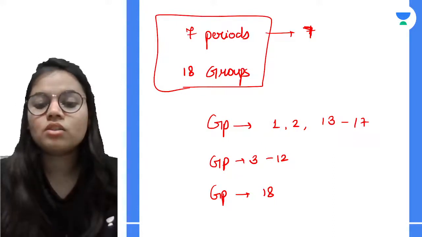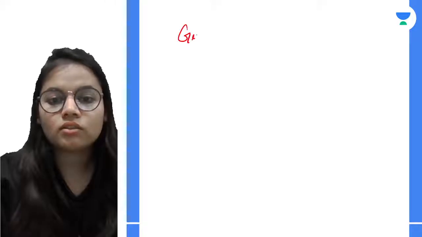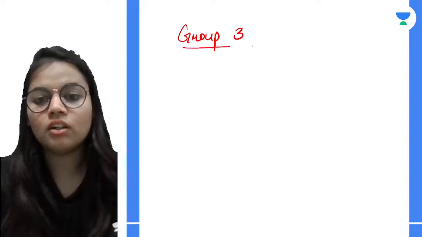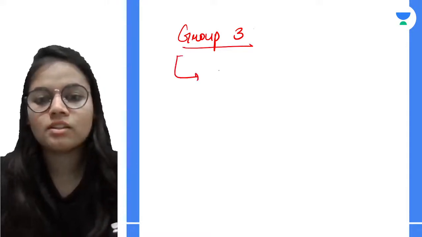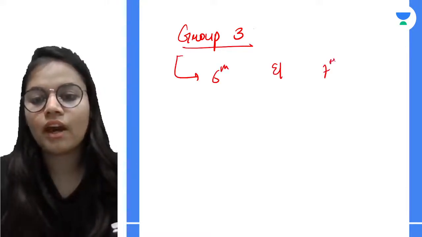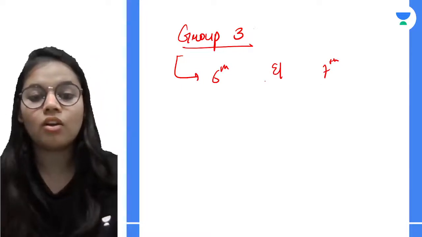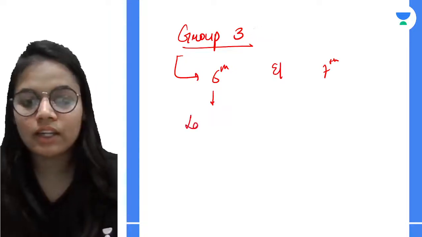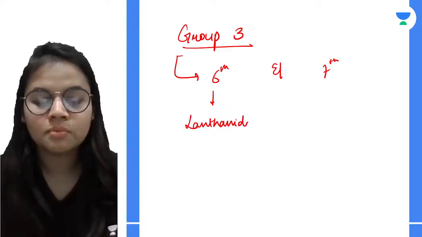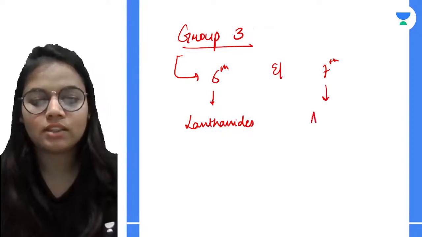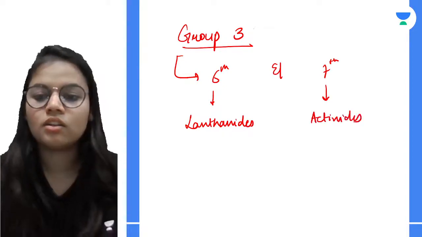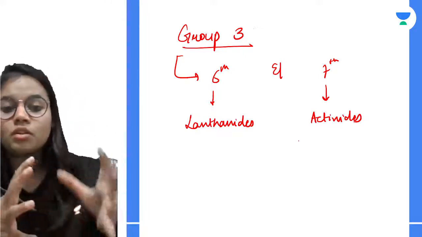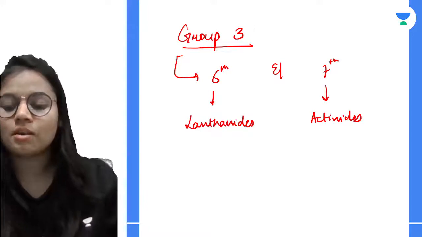Now students, in group 3rd B, in the 6th and 7th periods, we have a separate line of elements. In the sixth period, we have lanthanides, and in the seventh, we have actinides. These are not accommodated in the modern periodic table's main body, but are placed separately.